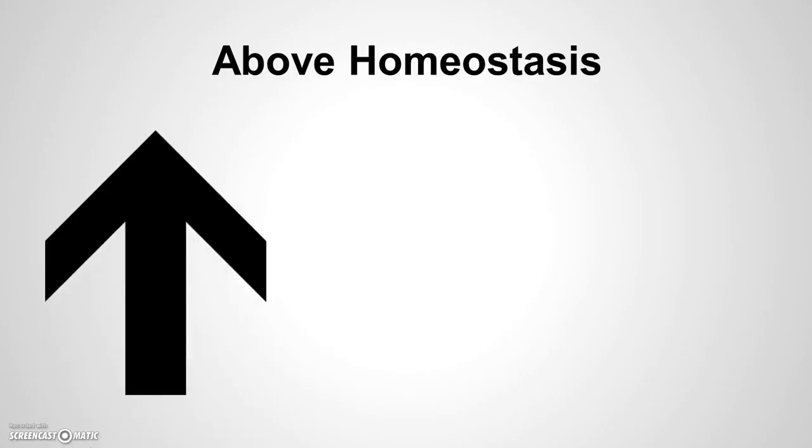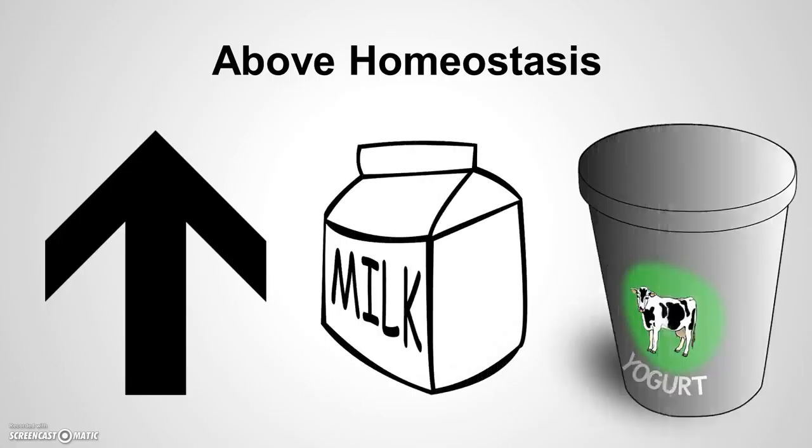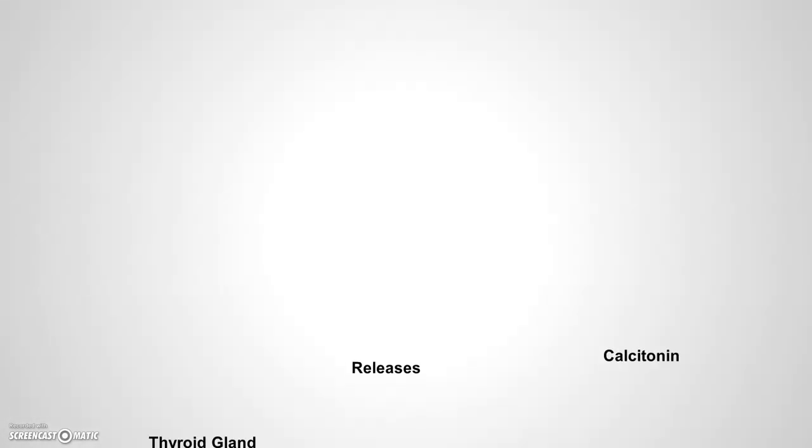In the first scenario we are going to cover, the body is experiencing rising blood calcium levels. A situation like this could be caused by an increase in calcium intake, for example, drinking milk or eating yogurt. The initial step the body takes in this scenario is to release calcitonin from the thyroid gland.